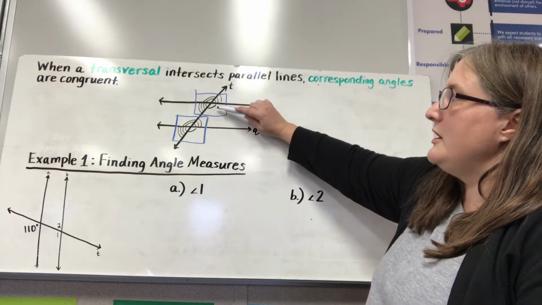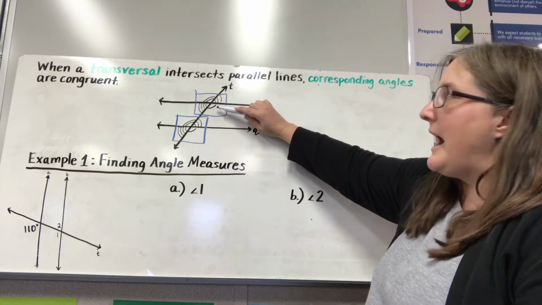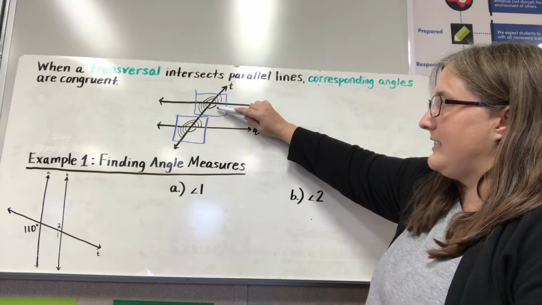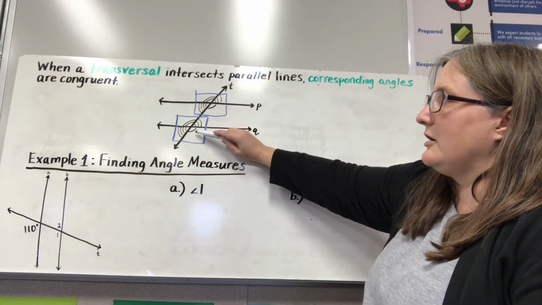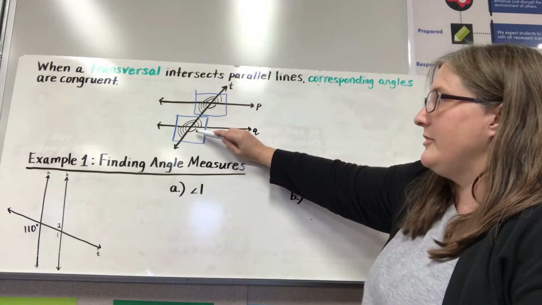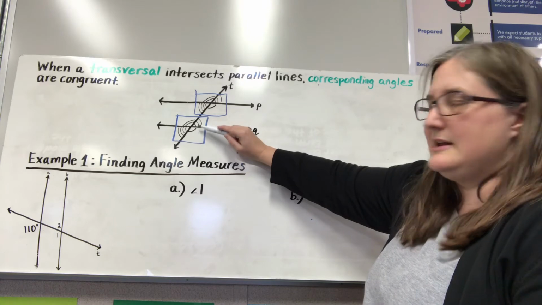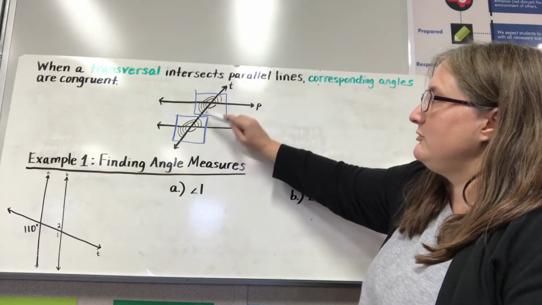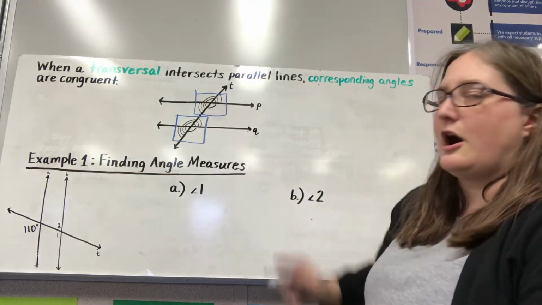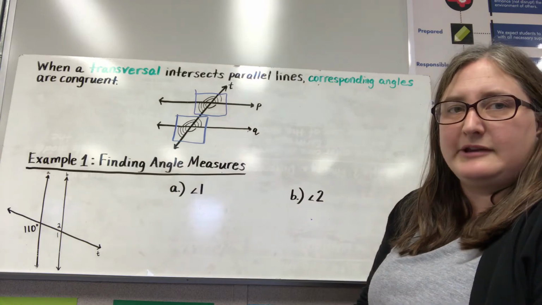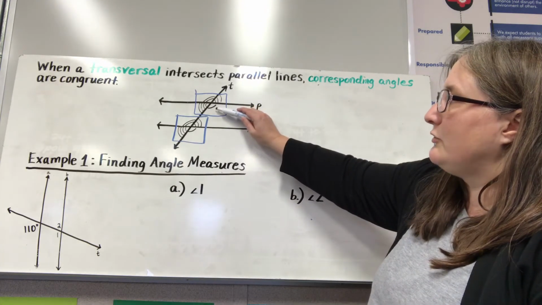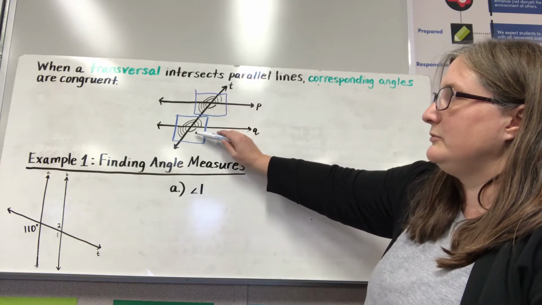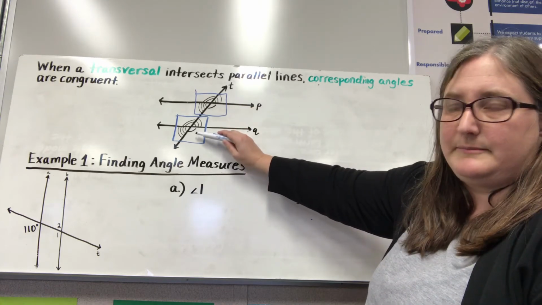The angle with one arc mark here is in the bottom right-hand side of this set. This angle with a single arc mark is also in the bottom right in its set of four. These two angles with the single arc are corresponding angles, and they're going to have the same measure. If this one right here measures 120 degrees, I know this one is also 120 degrees.